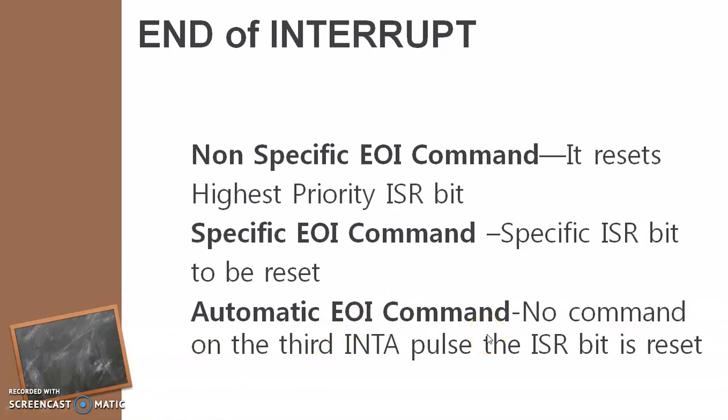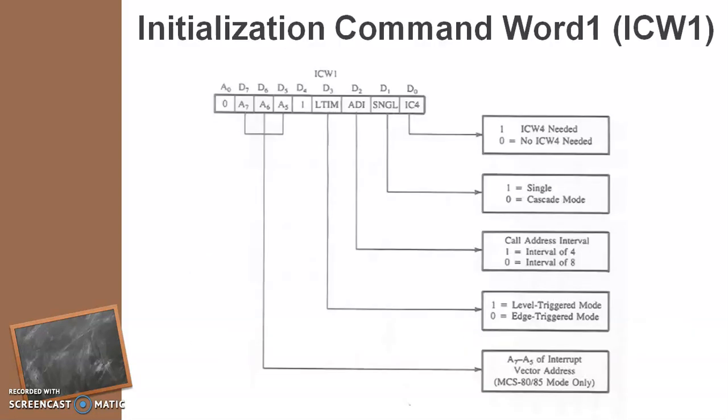And the automatic end of interrupt command resets the bit, and because of this there will not be an entry made in the service register, and that is a drawback of this method. It does not need any special instruction to reset your ISR bit. Okay, so next we'll see the commands. There are 4 initialization commands and 3 operational commands which are going to be discussed.